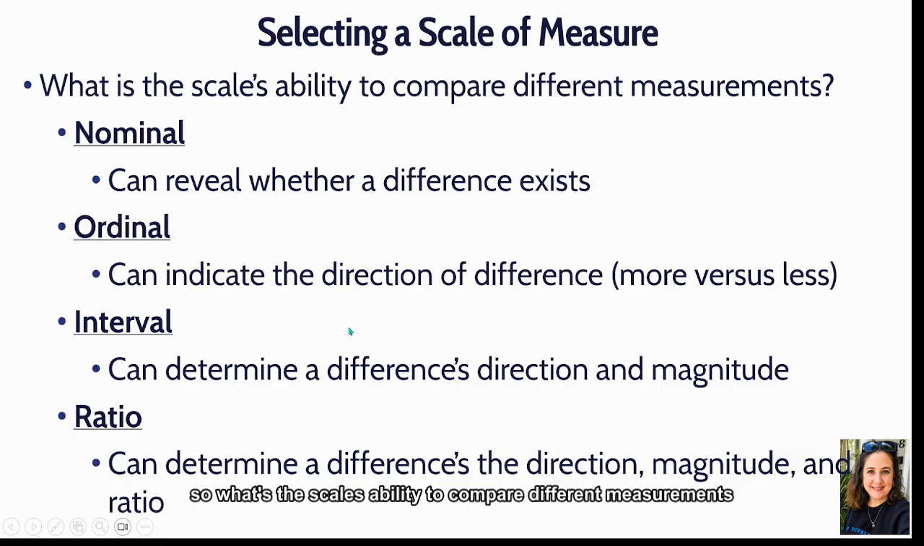So what's the scale's ability to compare different measurements? A nominal scale can tell me if there is a difference that exists, and that's it. Is it male? Is it female? Is it red? Is it blue? That's all it can tell me.